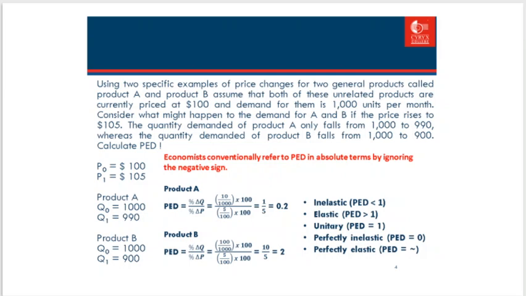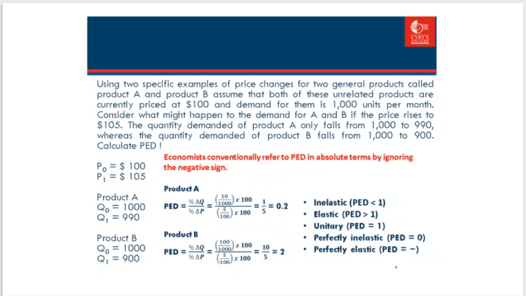Quantity of product A is first 1000 and then reduced to 990. So how to get 10? We only have to do 1000 minus 990. So we will get 10 divided by 1000. 1000 is the original quantity of product A, times 100 because we want to know the percentage change of quantity of the product. And then now price.